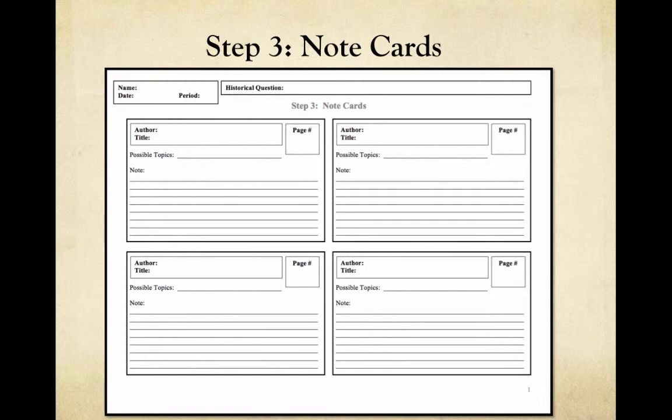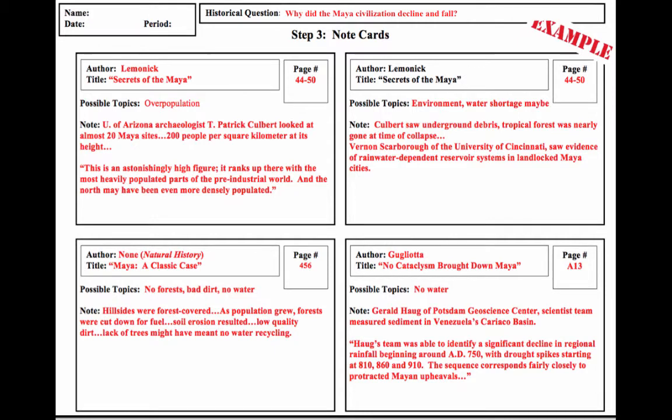You'll also notice on these cards there is an issue of possible topics. This is because we want them, as they're going, to start thinking about what kinds of answers to their question are there? What kinds of answers might they be able to support? So you'll notice here it says, why did the Maya civilization decline and fall? There's that question again. And then they have a variety of sources.